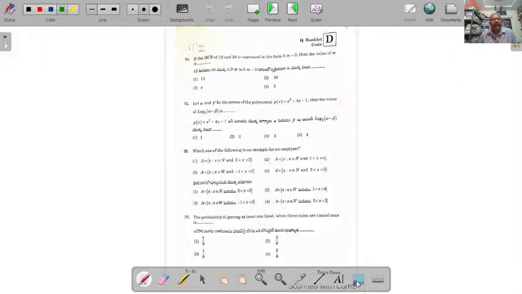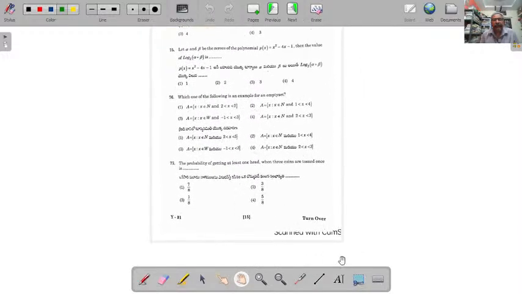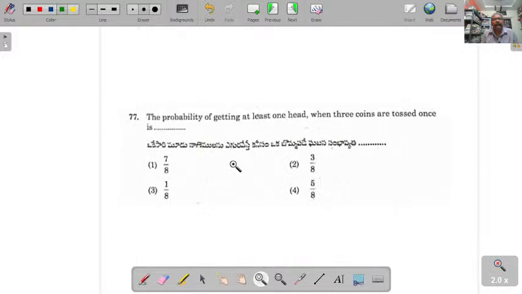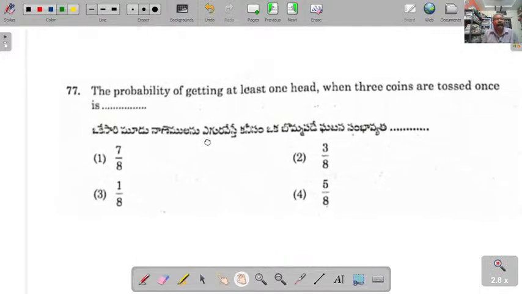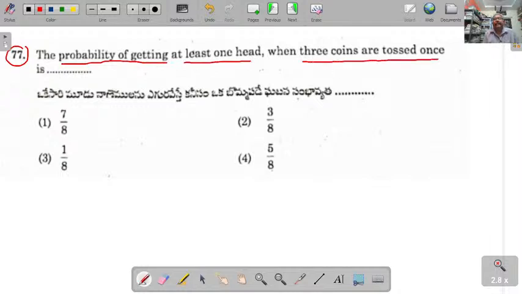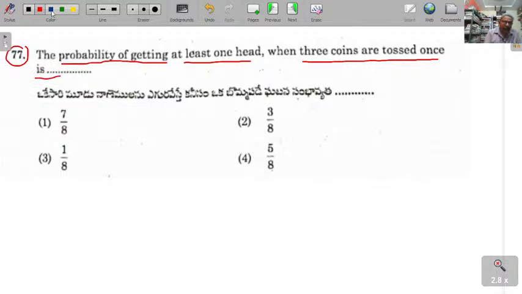76th problem done. Next, the 77th question. Let us move to the 77th question. Question number 77. First let me read the question. The probability of getting at least one head when 3 coins are tossed once is a very, very important question. This is also important for JEE, and even the EAMCET examination.